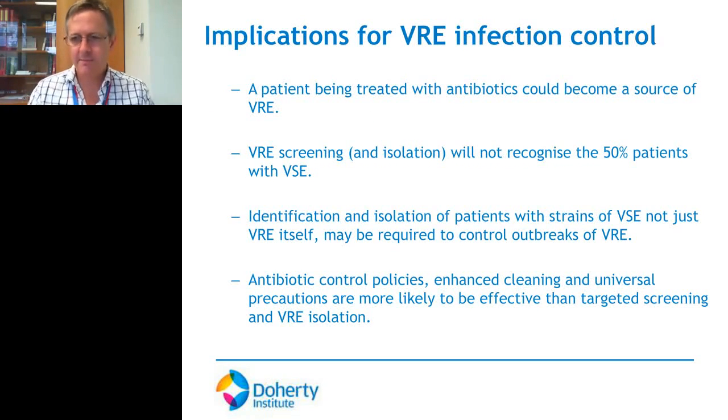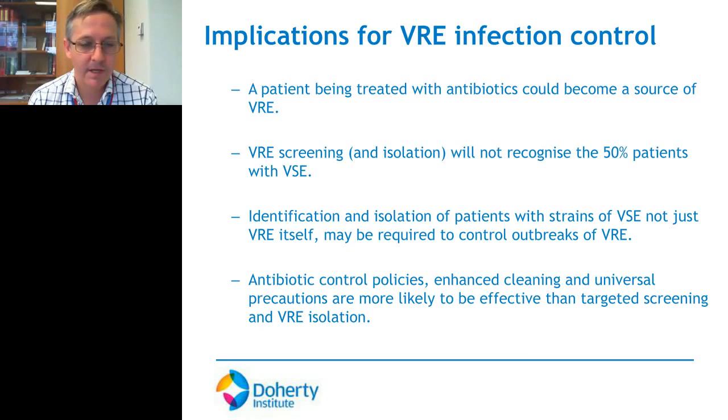So what then are the implications of these sort of genomic studies for controlling antibiotic-resistant bacteria? Well, a patient being treated with antibiotics could become a source of VRE, even if they're not exposed to another patient with VRE. So VRE screening and isolation will not recognise about half of the patients that have this type of VSE. And identification and isolation of patients with strains of VSE, not just VRE itself, might be required to control VRE, but obviously that's a huge undertaking and may be totally unrealistic.